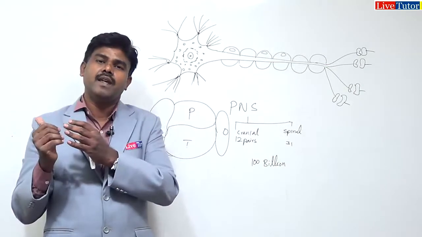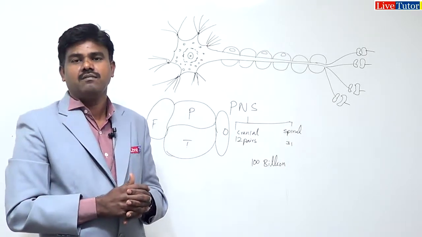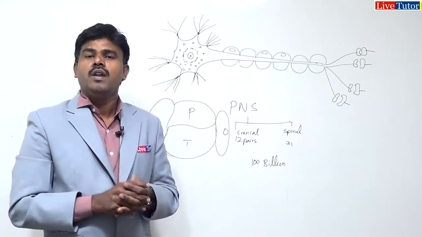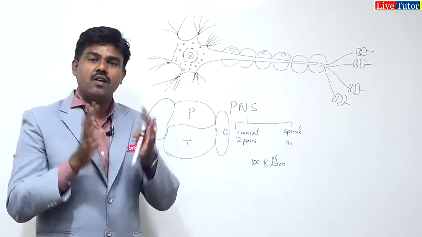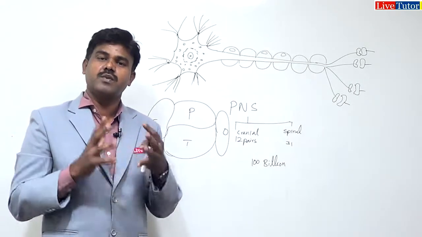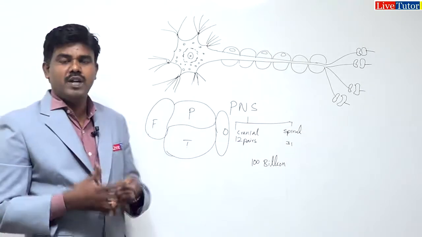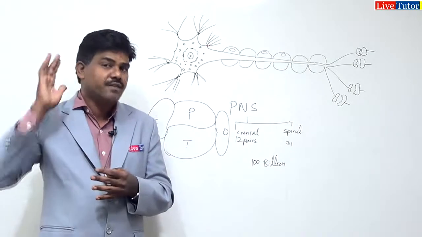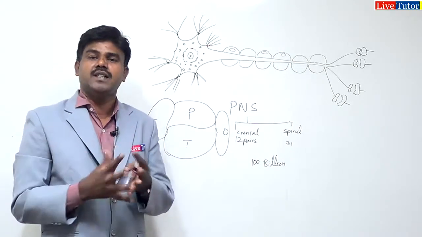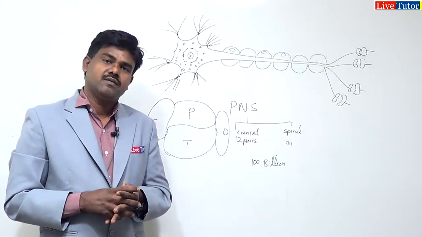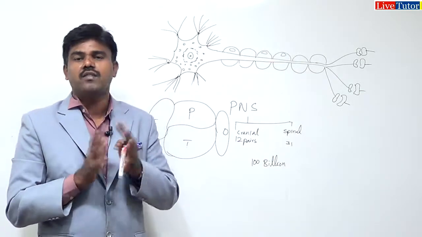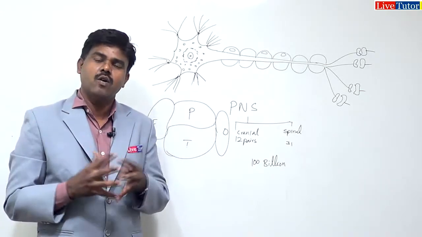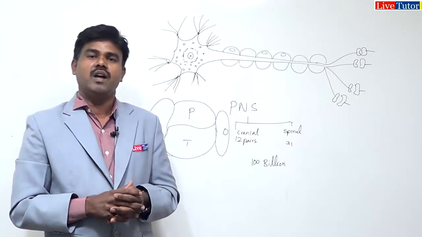And finally, the last part of the rhombencephalon, the inferior part of the brain, is called the medulla oblongata. The medulla oblongata is a vital node. Why is it called a vital node? Because it is responsible for the movement of respiration. It controls both respiration and circulation. Once the medulla oblongata is affected, what will happen? That leads to death. So the medulla oblongata is called a vital node. Even involuntary movements like coughing, sneezing, and vomiting are controlled by the medulla oblongata.